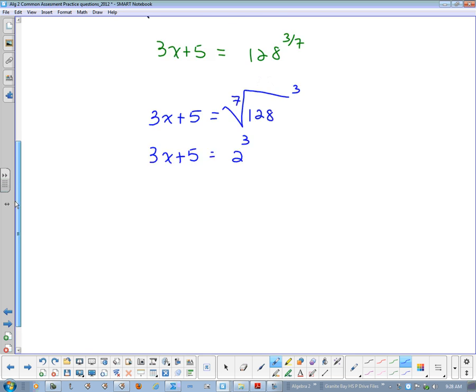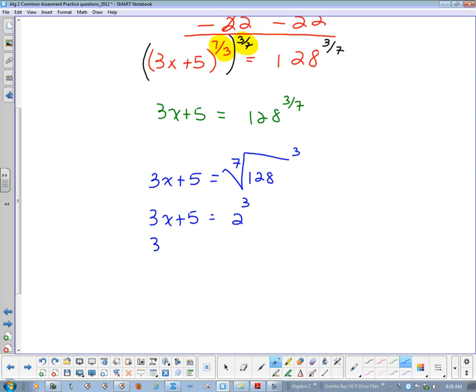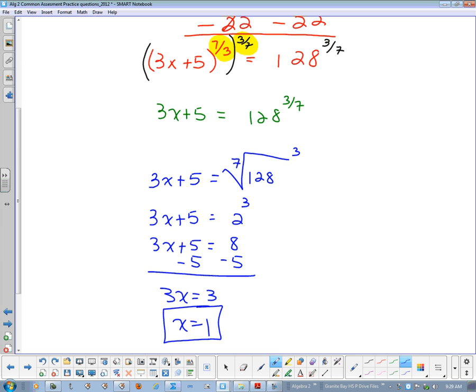All right. I've got 3x plus 5 is equal to 8, minus 5 on each side. And 3x is equal to 3. Divide, x equals 1. Okay, x equals 1. Keep in mind, I'm going fast. Revisit this tonight on YouTube.